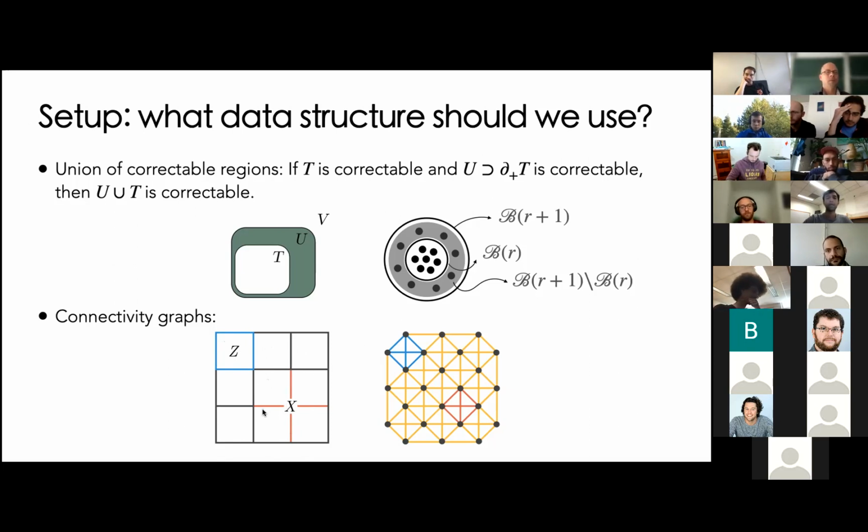The map from this representation to a connectivity graph proceeds as follows. For every edge, or for every qubit in this case, I have a vertex in my connectivity graph. And between any two qubits, any two vertices, I draw an edge if they share a stabilizer. So this is some sort of clique complex that corresponds to the stabilizers in my group.